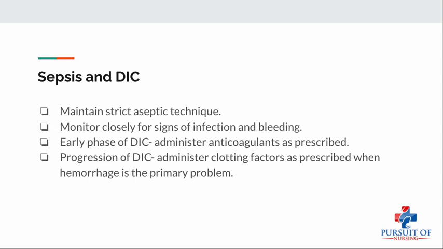So sepsis and DIC. A patient with cancer is at an increased risk for infection, particularly infections of the bloodstream or sepsis. DIC is a life-threatening problem that's frequently associated with sepsis. So you definitely want to maintain a strict aseptic technique. You want to monitor closely for any signs of infection or bleeding. Early phases of DIC are going to include the administration of anticoagulants, but as DIC progresses, you're going to want to administer clotting factors because hemorrhage is going to be your primary problem at that point.